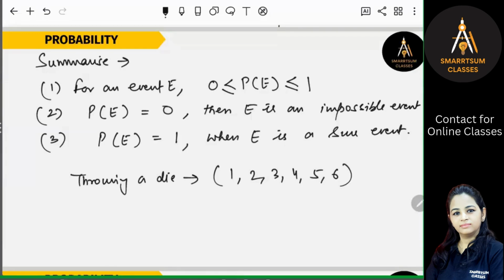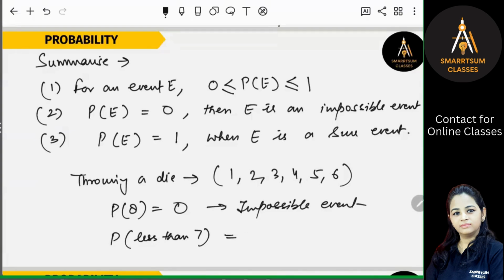Now, if I ask what is the probability of getting 0 or getting 8? What is the probability of getting 8 if you're throwing a die? It will be certainly 0, right? Why? It is an impossible event because the die has numbers 1 to 6 only, right? So if you're throwing a die, you will never get 8, right? That means this is an impossible event. Is that clear?